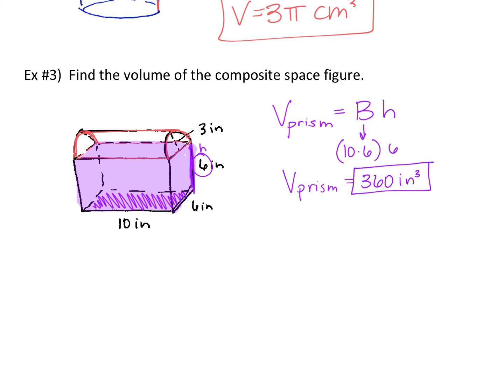Then we're going to move on to my beautiful half cylinder. Okay, now here's the deal. You know the formula for the volume of a cylinder, right? We're going to find half of a cylinder. So what do you need to do to your formula? Cut it in half. What's the formula for a cylinder? BH. So it's half B. But we're cutting it in half. So put a 1/2 out in front of that.